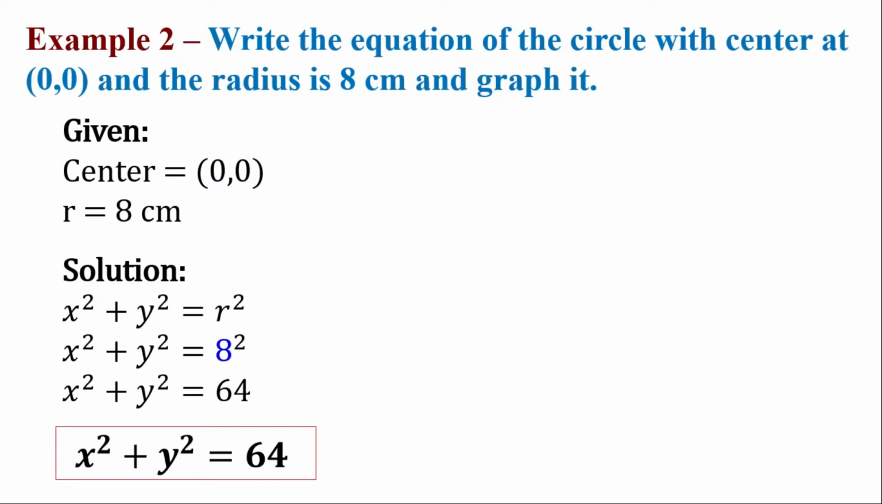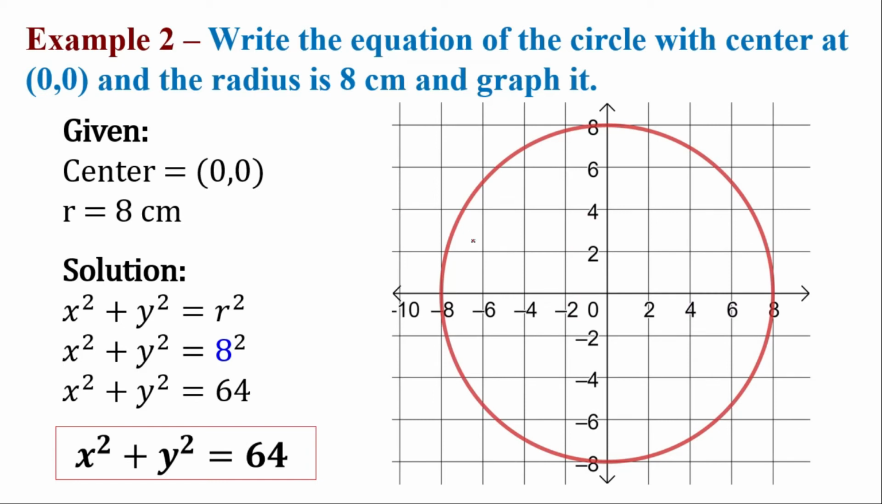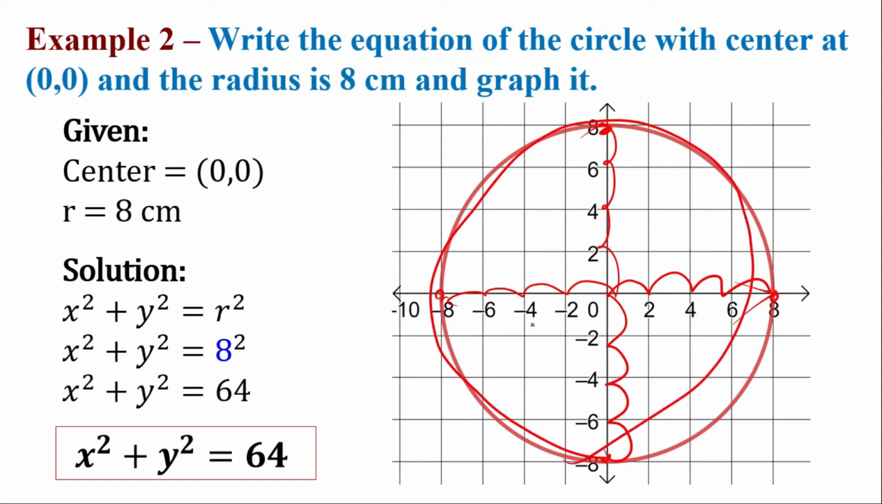Now to graph it again, all we need to consider is the center. Then after that, we need to count 8 units away from the center. Now my Cartesian plane is scaled by 2 points. So 2, 4, 6, 8 in each direction. Then after that, you mark all those 4 points and use your compass to draw your circle. So that's how we graph it.